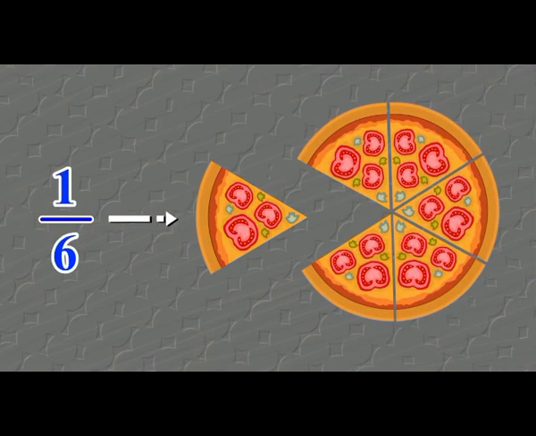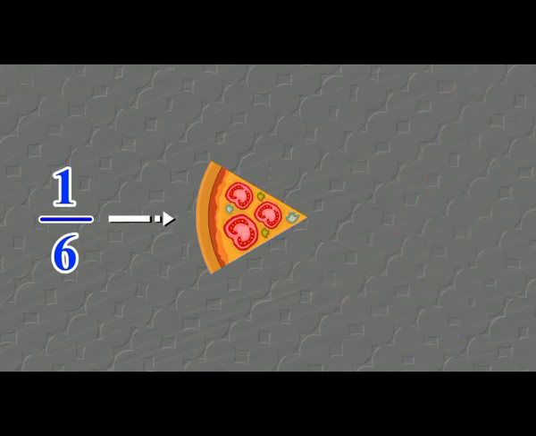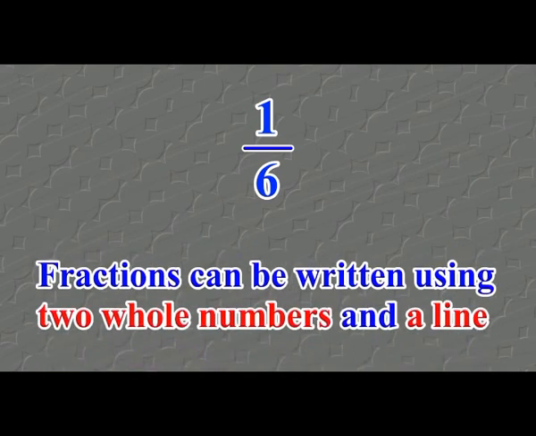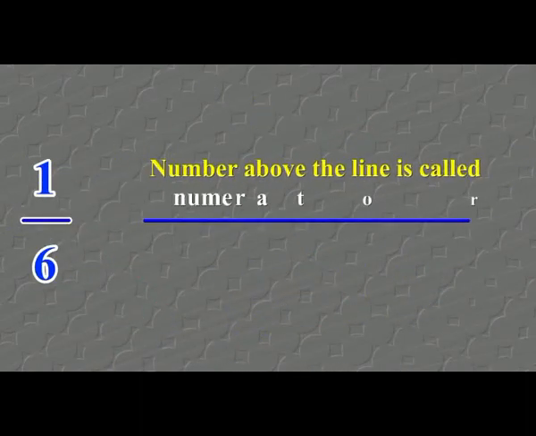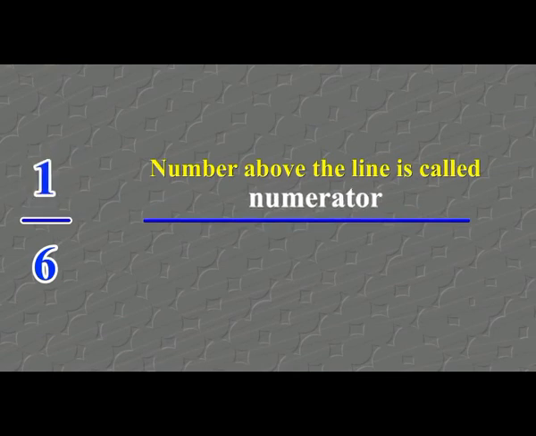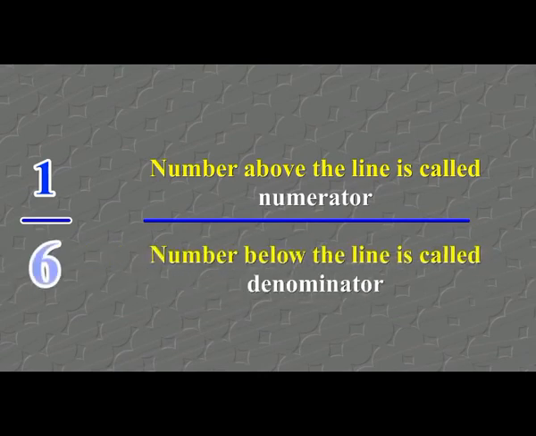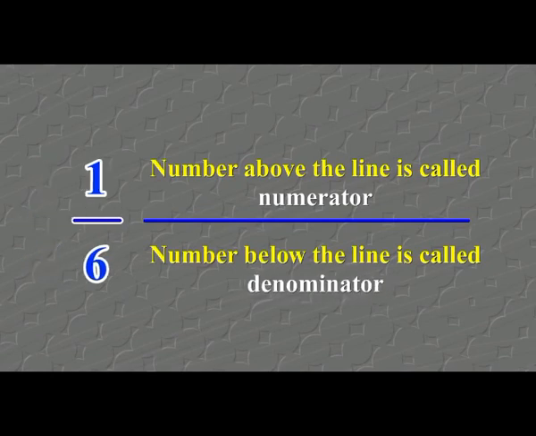This is one part out of 6, so it is 1/6. It is a fractional number. A fraction can be written using 2 whole numbers and a line in between the 2 whole numbers. Here, the number above the line is known as numerator. Here the number 1 is numerator. Next, the number below the line is known as denominator. Here number 6 is denominator.